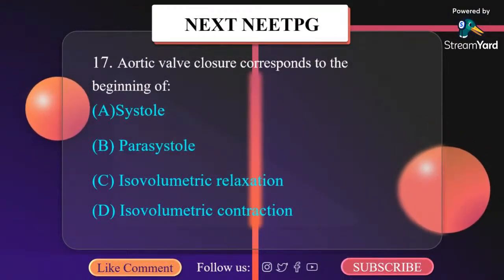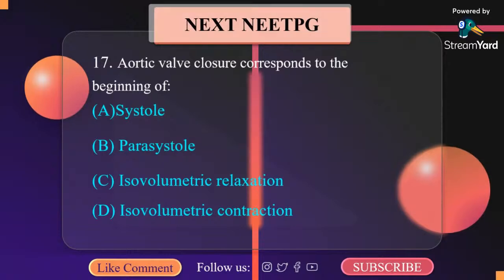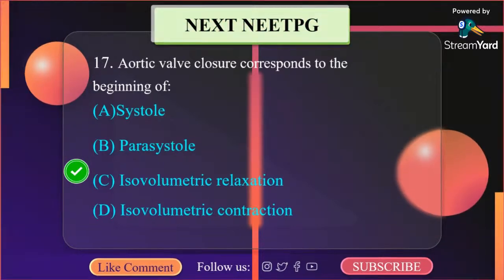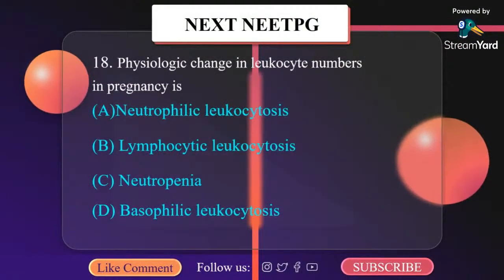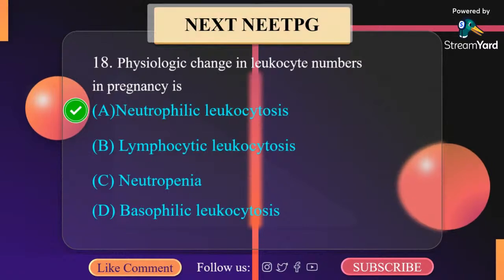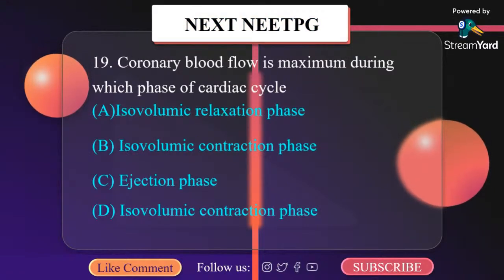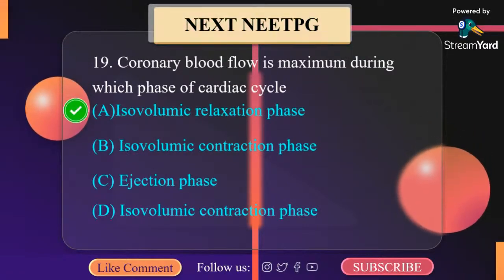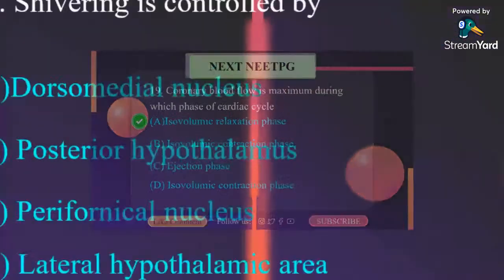Aortic valve closure corresponds to beginning of A. Systole, B. Parasystole, C. Isovolumetric relaxation, D. Isovolumetric contraction. It is isovolumetric relaxation. Physiological change in leukocyte number in pregnancy is neutrophilic leukocytosis. Coronary blood flow is maximum during which phase of cardiac cycle? It is isovolumetric relaxation phase.